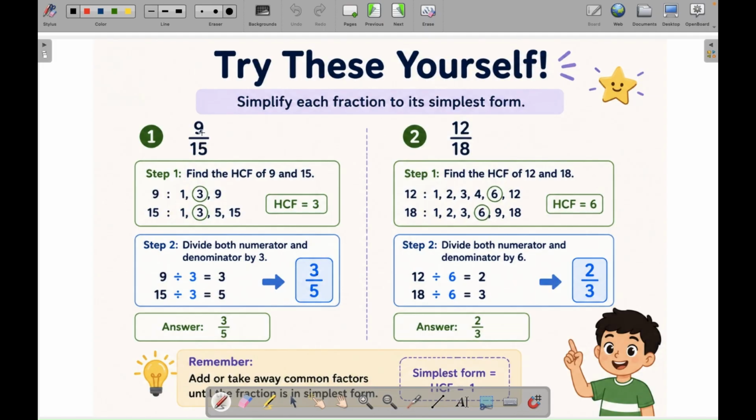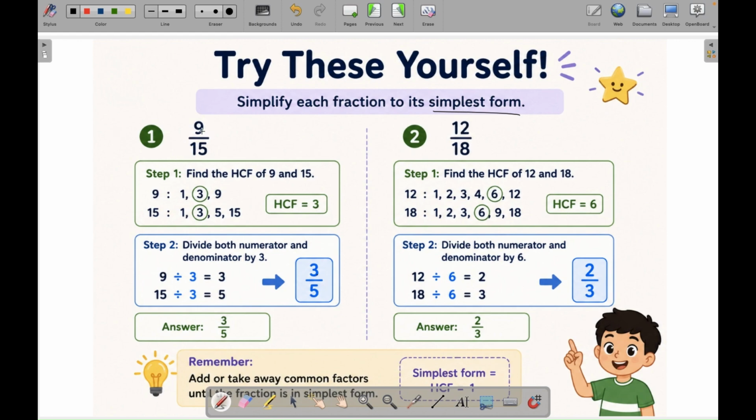Again, we have these examples, say 9 upon 15. First thing we notice is that there is something common between these two. So we find the HCF. So when there is something in common, we have to simplify. Right, so we have to simplify it to its simplest form, such that there is nothing in common between the numerator and denominator. No factor in common.